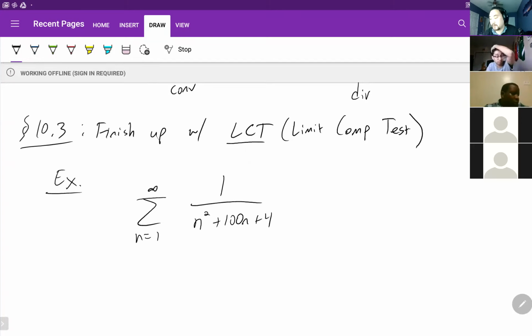Well, if you use the divergence test on this, it looks like the sequence is going to 0, so it's inconclusive. All right, so we need another test. What about the comparison test?